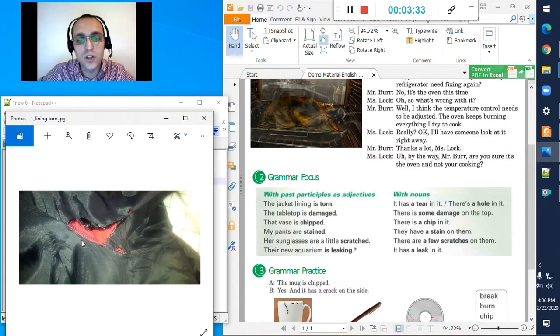Yes. So, to damage something, it means to cause harm, okay? Or to destroy. So, what is a damage? Okay, it's a destruction or a harm. Okay, next one. That vase is chipped.